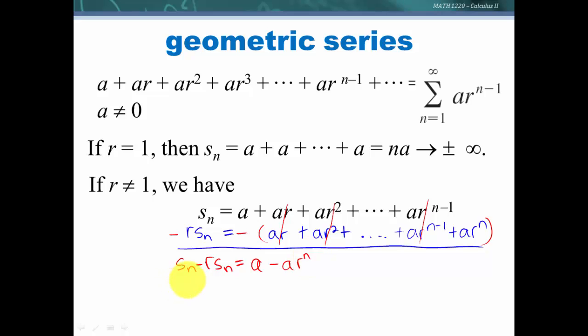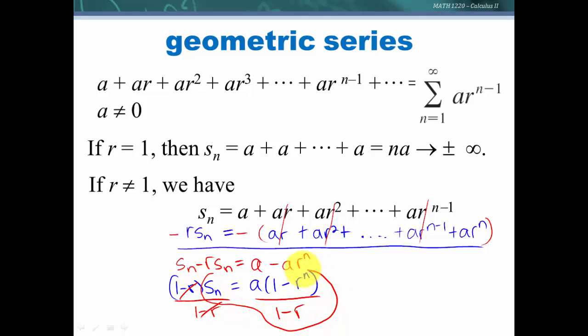Now I'm going to factor out the s sub n, so I'm going to have 1 minus r, then I'm going to put the s sub n here, equals, and I'm going to factor an a out here, 1 minus r to the n. Then last step here, I will divide both sides by 1 minus r. And what I now have is a formula for n terms of a geometric series. So if I'm summing up the different terms and I have n terms, I have a formula for this.